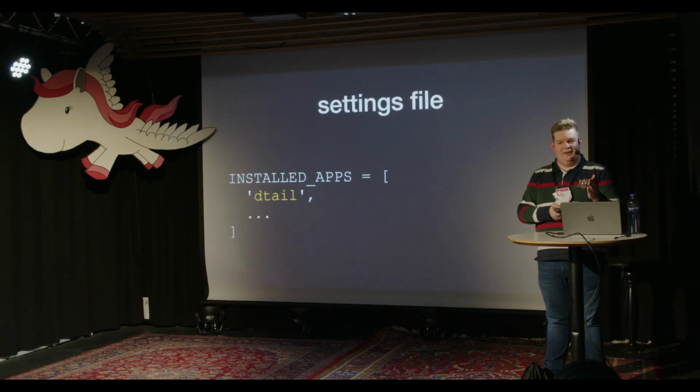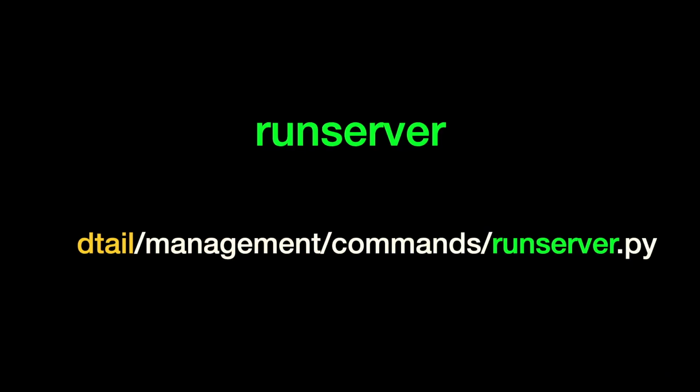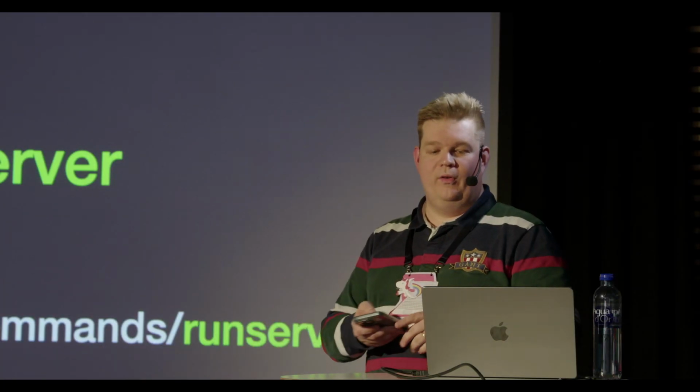We add the detail to the settings app, and then we'll create the command. So now, as you notice, detail management commands run server. And because we have the detail as a first thing, Django knows that when we call the run server command, it calls our run server, not the core version.